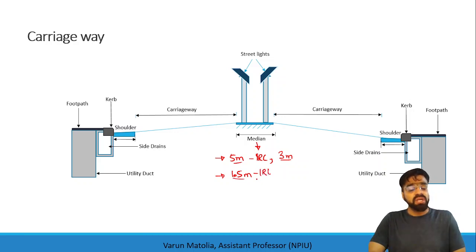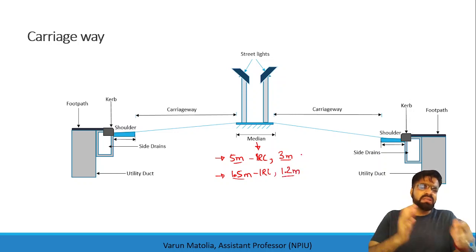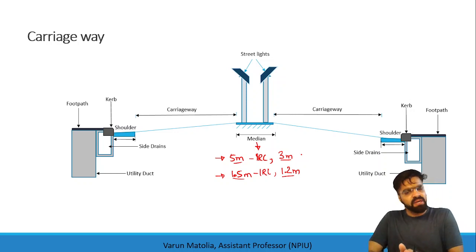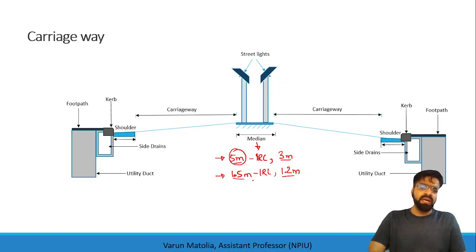A median of 1.5 meter should be provided, and a minimum value of 1.2 meter is given. The median width should not be less than 1.2 meter. So if a question comes, what the width of median should be, the direct answer should be 5 meter. The other ones are recommendations if 5 meter is not provided.